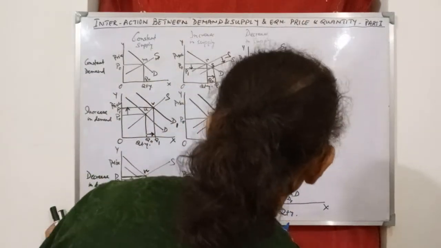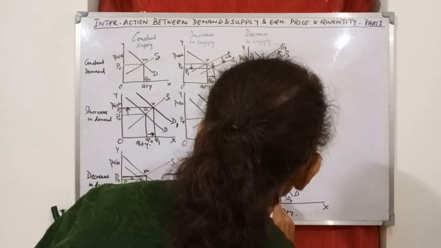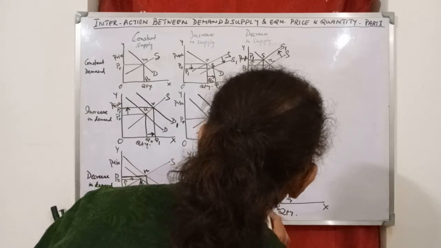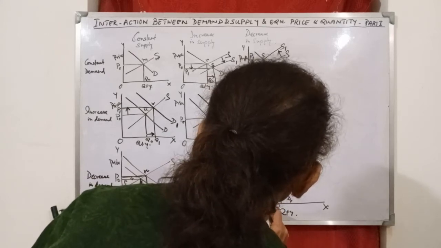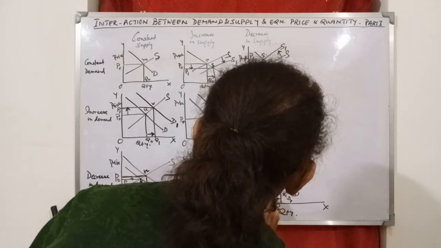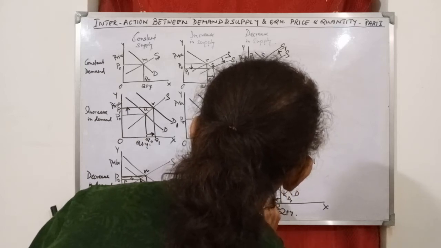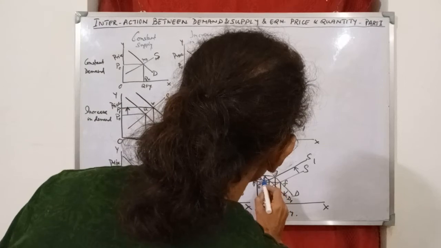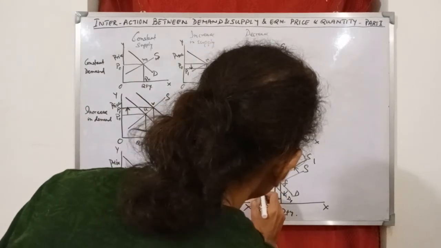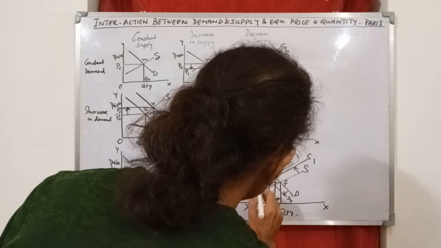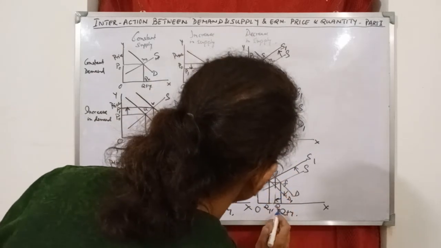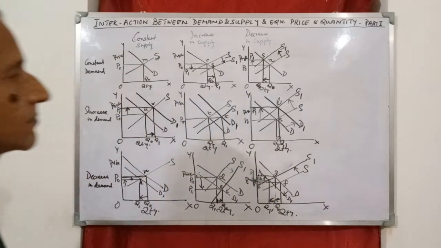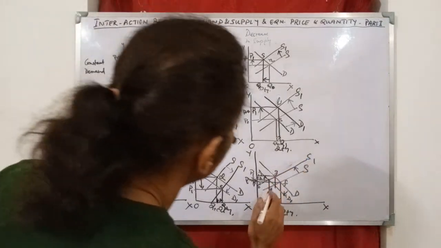And D1 and S1 intersect at this point. So this will be the new equilibrium quantity and this will be the new equilibrium price. Let it be P sub 1. So equilibrium price changes from P sub O to P sub 1, and equilibrium quantity falls from Q sub O to Q sub 1. Yeah, D1 and S1 intersect at this point.